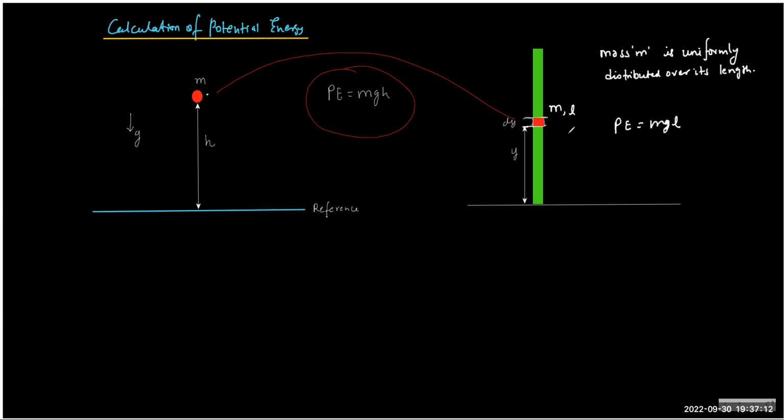Because it's a very small particle, the mass we expect is also going to be very small. M is the mass of the entire rod. So what do we expect the mass of this part to be? Can we call dm the elementary mass? Because it's a small piece, we expect its mass to be very small. Yes or no? Yes. And now this elementary mass is located at what height from the reference? Can you guess the height?